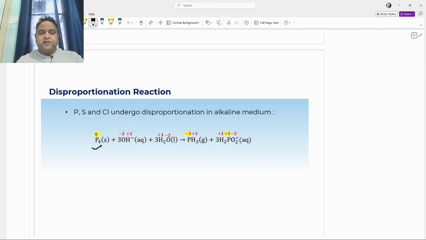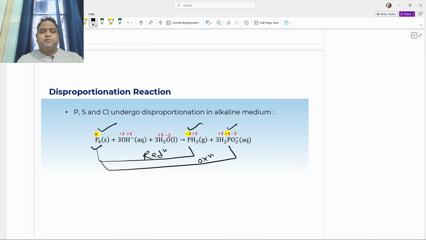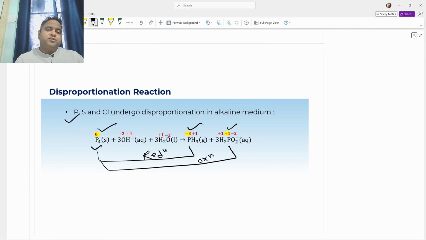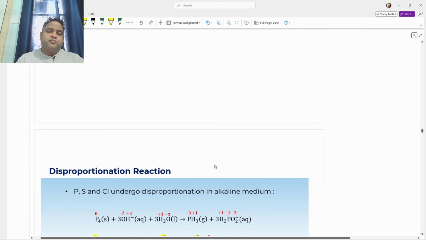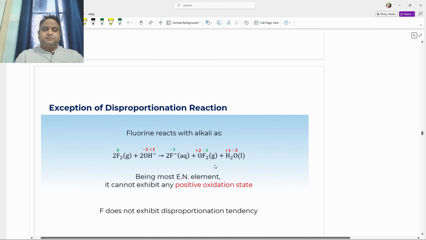You can take the example of white phosphorus in basic medium. Phosphorus is moving from 0 to -3 and on the right hand side it is having +1. Moving from 0 to -3 is reduction. Moving from 0 to +1 is oxidation. So whenever you get this situation, that is the case of a disproportionation reaction. When the same element undergoes two or more variable oxidation states, that is called a disproportionation reaction.